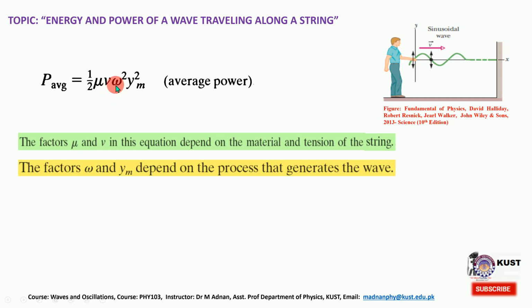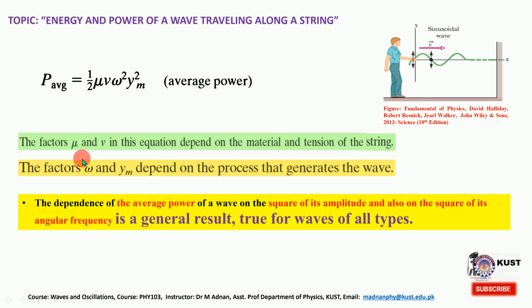The other two factors, the angular frequency and the amplitude of the wave, depend upon the process by which the wave is generated, right? As I told you, this omega is related to the number of cycles per second, number of oscillations per second, so that frequency can be converted to omega. And this ym also depends upon the generation mechanism. So we have a total of 4 quantities on which this power depends, in which mu and v depend upon the material, and the other two depend upon the generating mechanism.